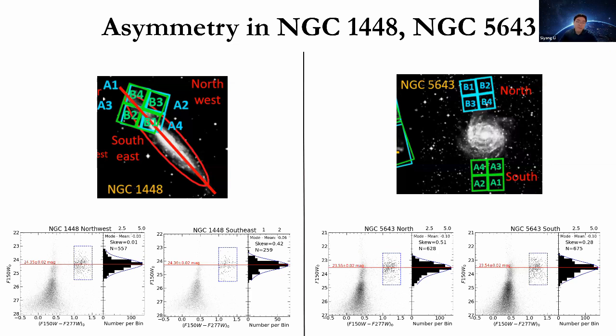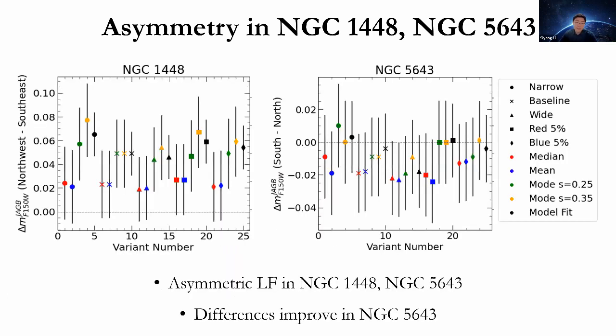Now for 5643, we have these two fields as shown here, north and south. What's interesting to see is that the measured mode JGBs are actually very consistent in 5643. And this kind of suggests that this field-to-field variation can be better in some galaxies compared to others. Now here are the same plots as before, where I plot the differences in the measured JGBs between the two symmetric fields as a function of the variant number.